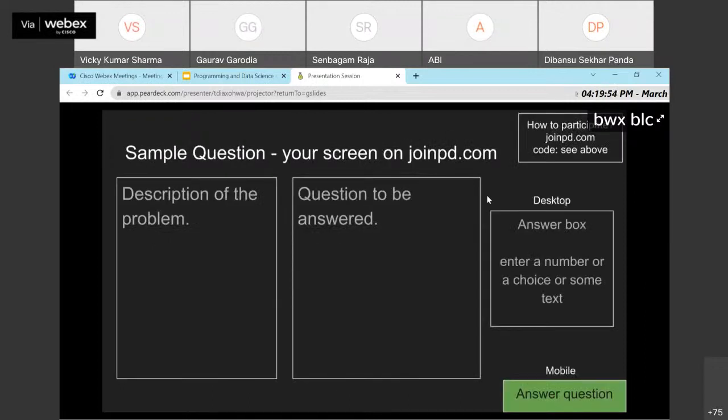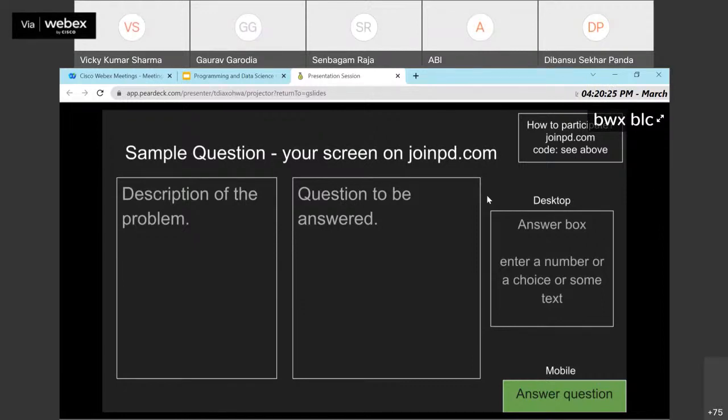All right, so this is how the sample questions look like. On the left hand side, the leftmost box, you will have the description of the question, and the question which is to be answered will be projected at the center. If you're using a desktop or a mobile, you can see at the rightmost side there are two boxes. If you're using a mobile, you can see that center box, there you will have to answer the questions. And when you're using a desktop, you'll see it just above that, you can just enter the value.